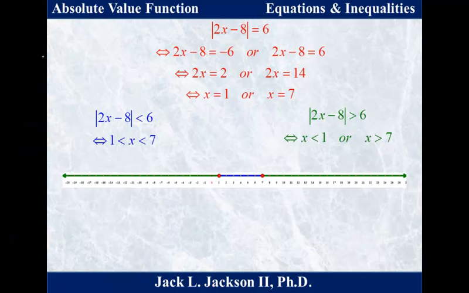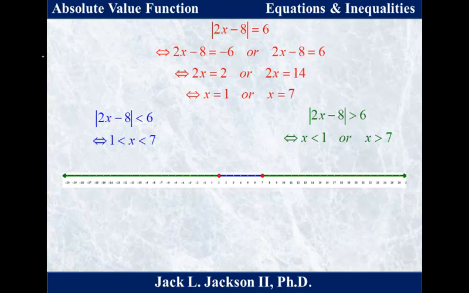Okay, so we have absolute value of 2x minus 8 equals 6, absolute value of 2x minus 8 is less than 6, and absolute value of 2x minus 8 is greater than 6. Well, the boundary points can be found by just solving the equation in red here. And this is just going to have two numbers, the two red dots on the graph. So we either have the thing we're taking the absolute value of, the 2x minus 8, is equal to negative 6, or the thing we're taking the absolute value of, the 2x minus 8, is equal to 6.